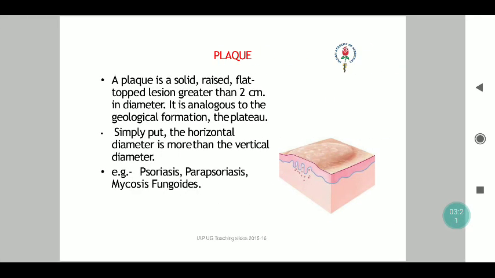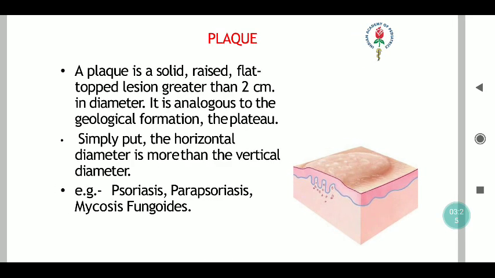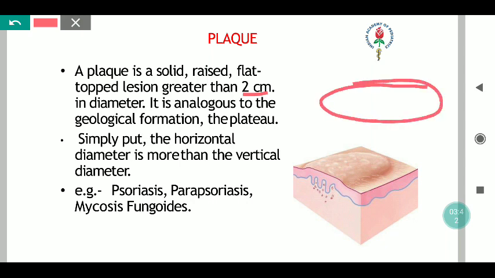Now coming to plaque, a plaque is a solid, raised, flat top lesion where the size is more than 2 centimeters in diameter. The size is important for a plaque, and it is analogous to the geological formation of the plateau. To simply mention, in a plaque the horizontal diameter is greater than the vertical diameter, and plaques are seen in psoriasis, parapsoriasis as well as mycosis fungoides. Again, the examples are important.